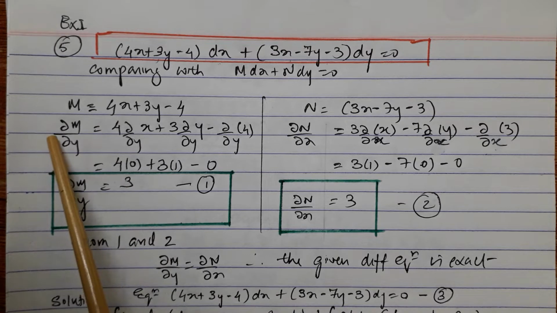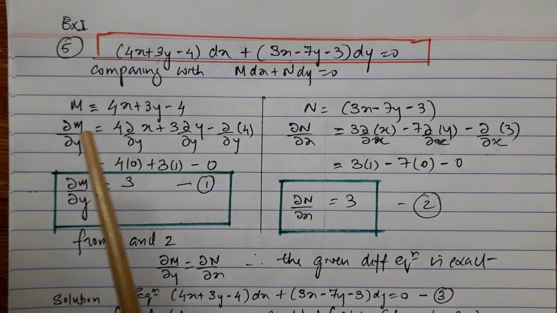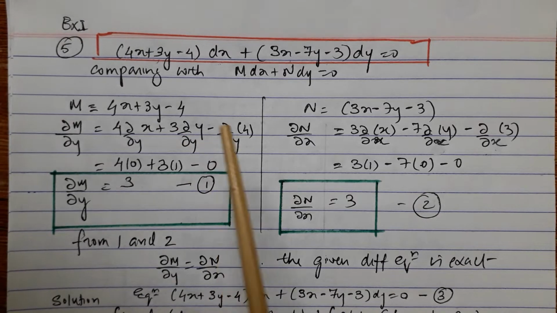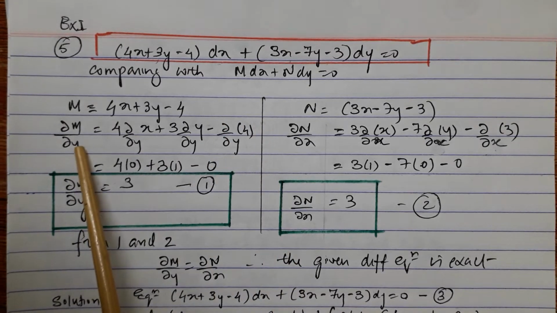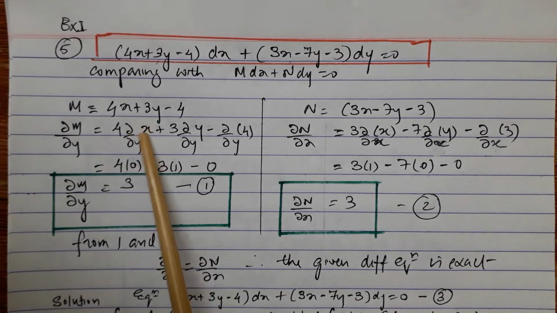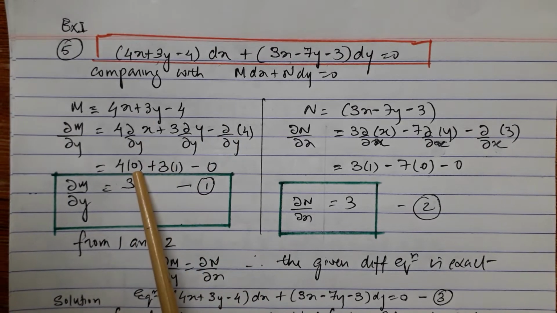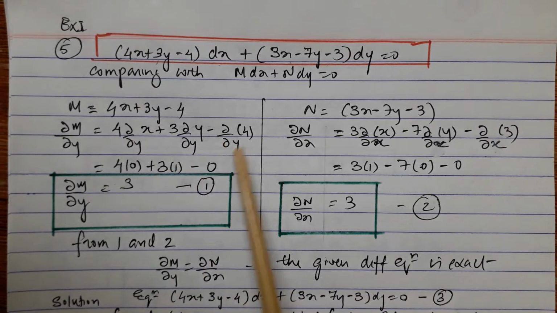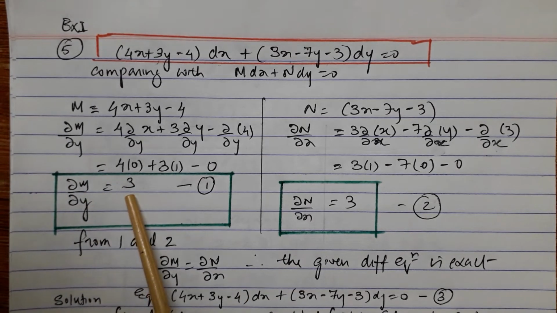So let us first start and take the partial derivative of M with respect to y, that is del M by del y equals 4 del by del y of x plus 3 del by del y of y minus del by del y of 4. Now, whenever you are taking a partial derivative with respect to y, you have to treat x as a constant. So, since x is a constant, del by del y of x would be 0. So, this would be 4 into 0 plus 3 del by del y of y, which is 1. So, it is 3 into 1 minus del by del y of 4, which is again 0. So, that would be del M by del y equals 3.